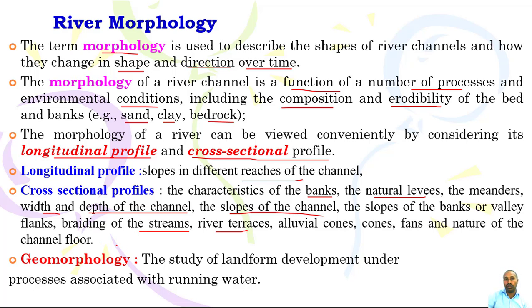So when we say river morphology, the shape of the river may change in cross-section or in direction over time. Geomorphology, which is one other aspect, is the study of landform development under processes associated with running water. So geomorphology will be seen as the second part.